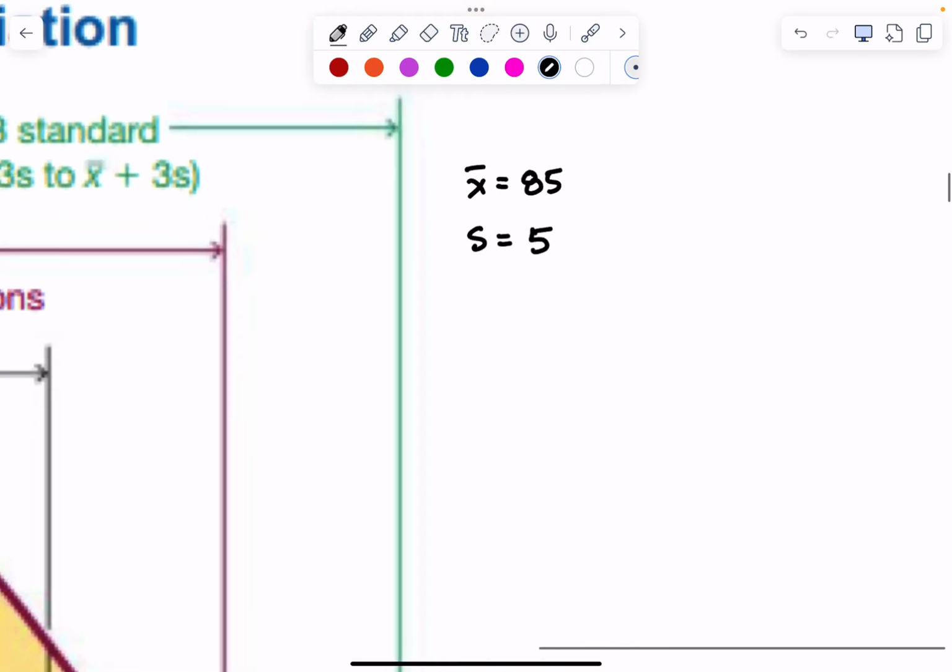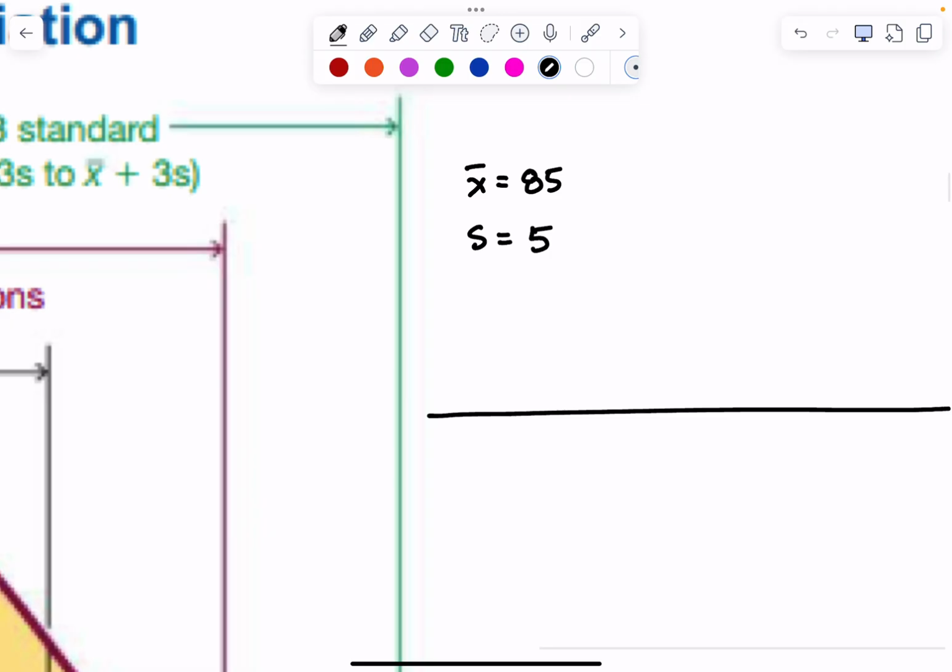So I'm going to make a little chart here. What goes in the middle of my chart? 85. That's the average, that's the X bar. Then I'm going to add 5 and subtract 5. And that range is 80 to 90. And 68% of people should live there, right?